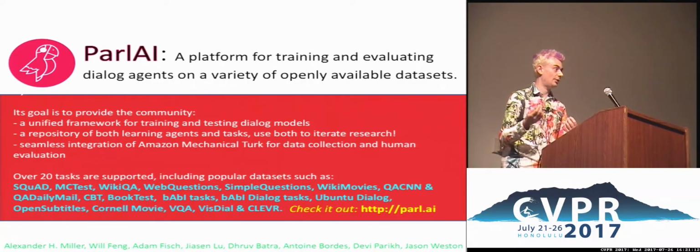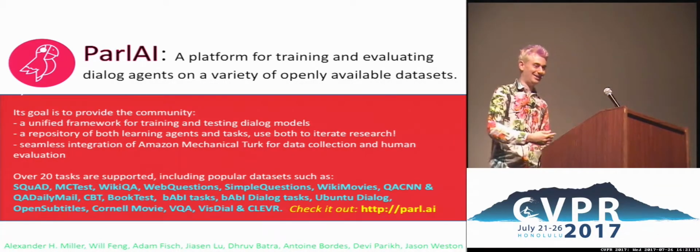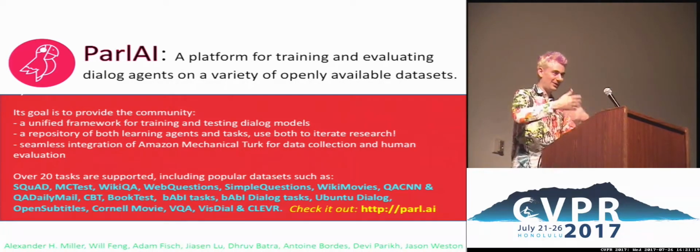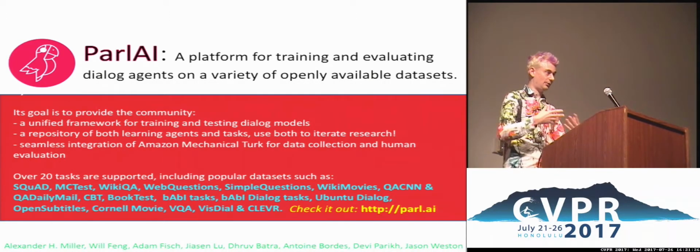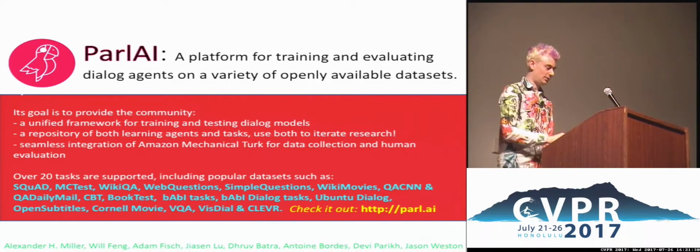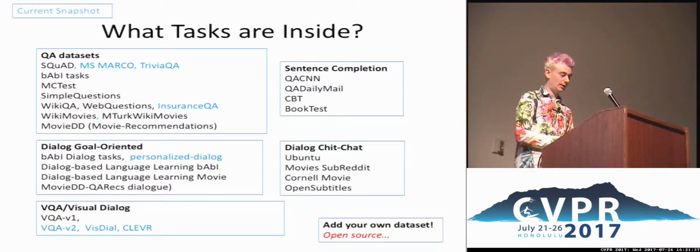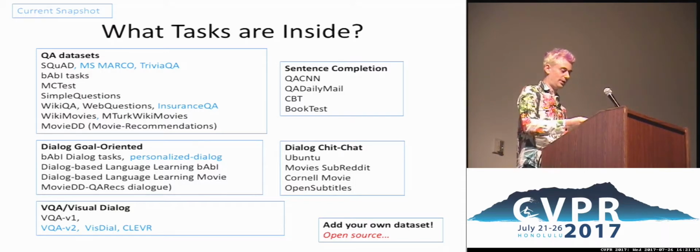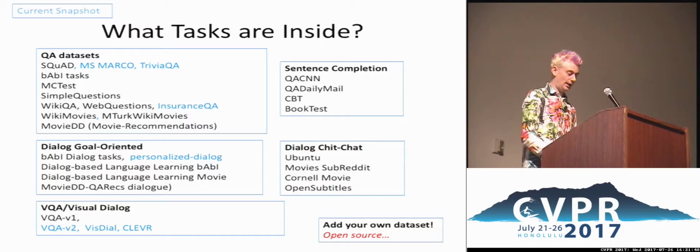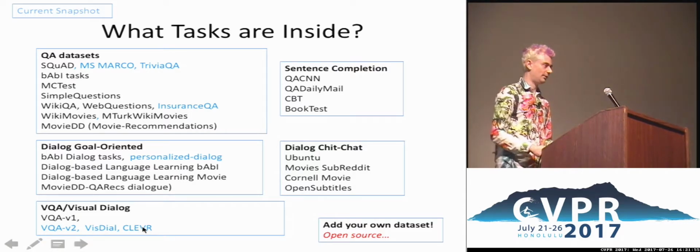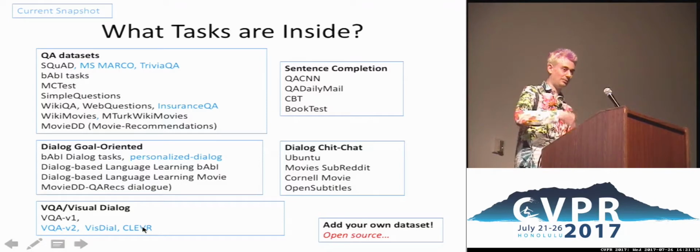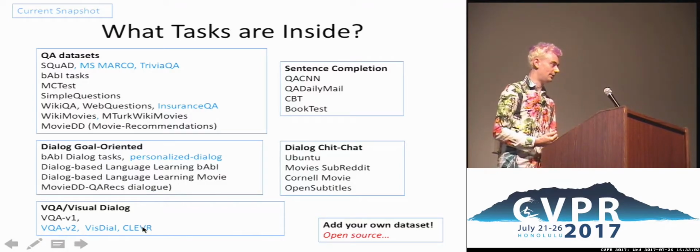And there's integration with Mechanical Turk for collecting new data sets so that we can continue this tradition of the cycle of models and data sets. We spent quite some time trying to engineer this to cover all the cases that we could. I'm not going to have time to talk about its infrastructure, so I'll just mention what's inside it right now. This breaks down the tasks into QA, goal-oriented dialogue, chit-chat, sentence completion, and VQA and visual dialogue. I think it was released in May, and the ones here in blue have been added since. We've had some community participation, with people sending in pull requests and adding data sets, which is pretty nice to see.